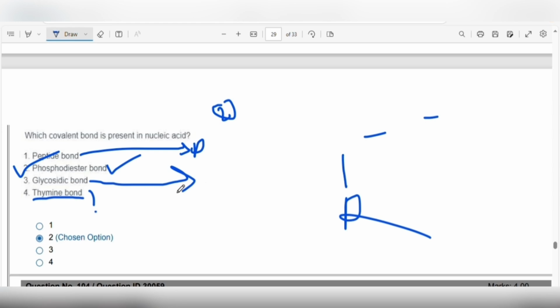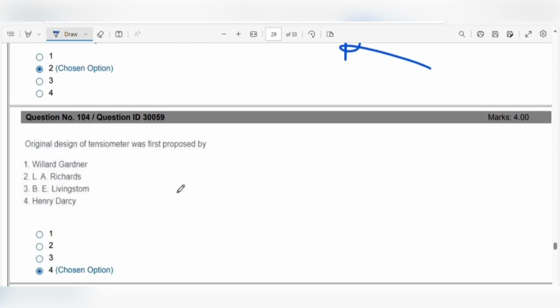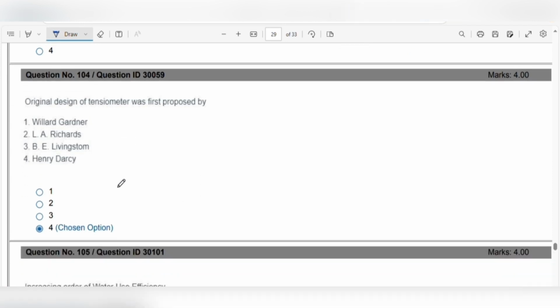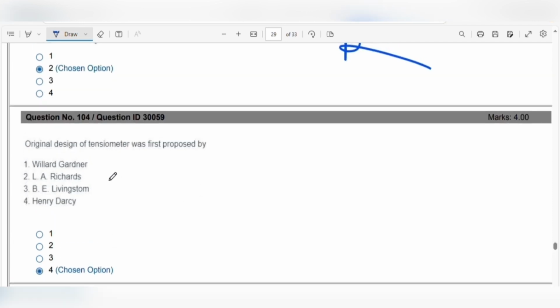All right, let's move on to the next question. Original design of tensiometer was first proposed by. This question also has got no concept. You should know the answer, only then you can answer it. So the correct answer of this is option 3, B.E. Livingstone. We can eliminate Henry Darcy, who was not involved with tensiometer. Richards and Gardner gave the concept of the tensiometer. They figured out the working principle of the tensiometer, but the first original tensiometer design was proposed by Livingstone.